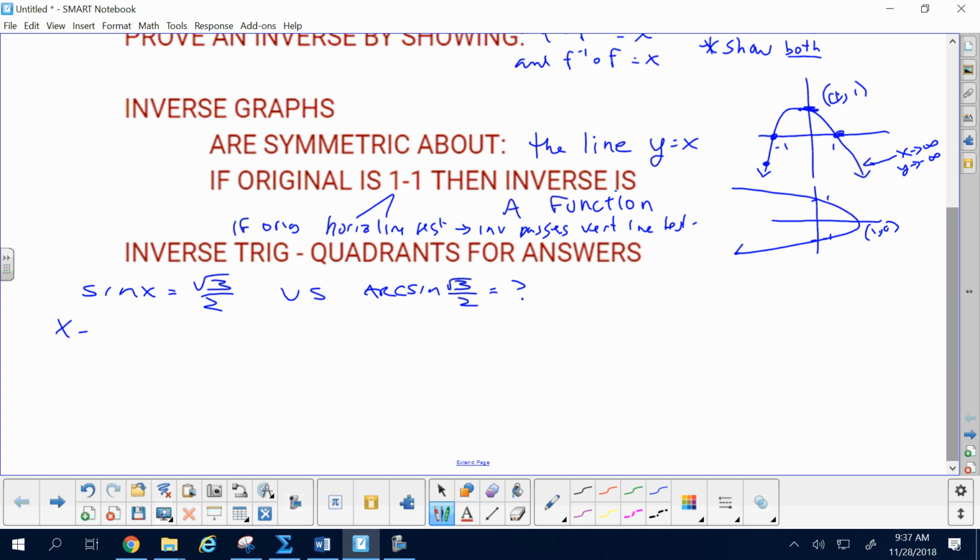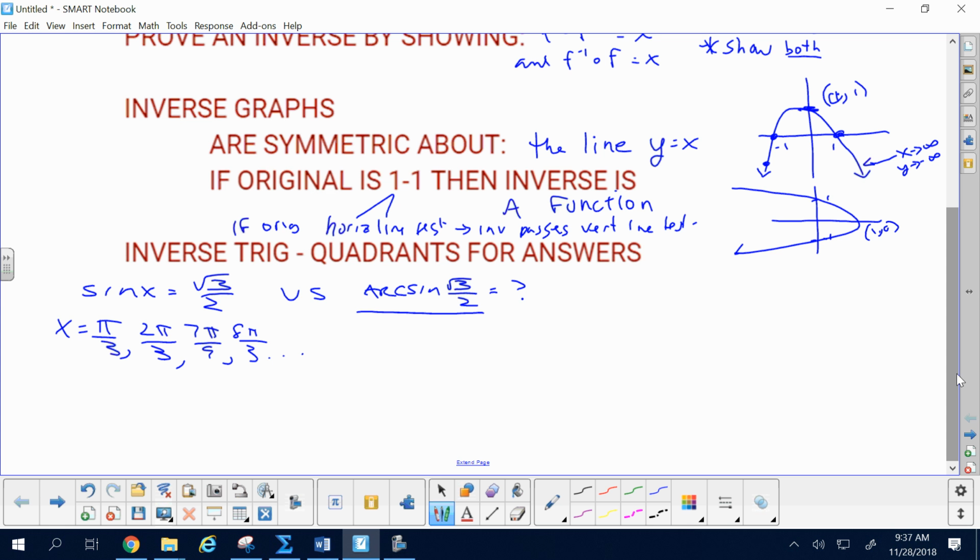What kind of angles does sine equal root 3 over 2? Pi over 3. What? 2 pi over 3. Around again, so 7 pi over 3. 8 pi over 3, and so on. I could give infinitely many answers. Tons. Forever. This is restricted. Now, it's restricted so that it's a function. When you put in root 3 over 2, you should get one answer out. Not 5 different answers out, one.